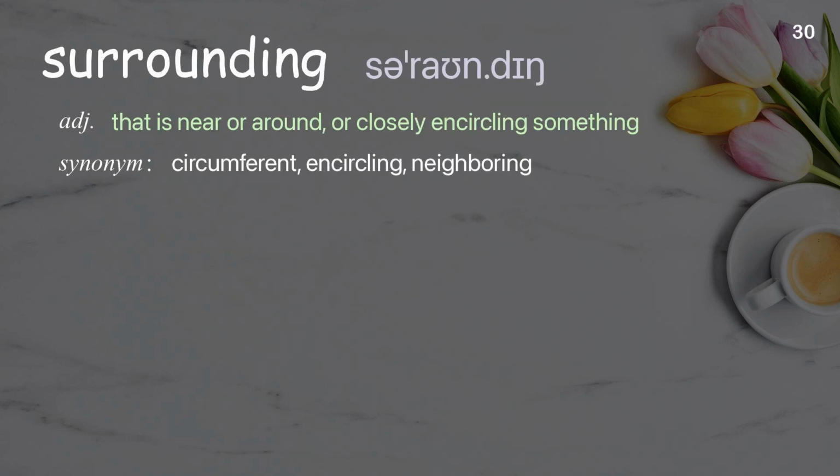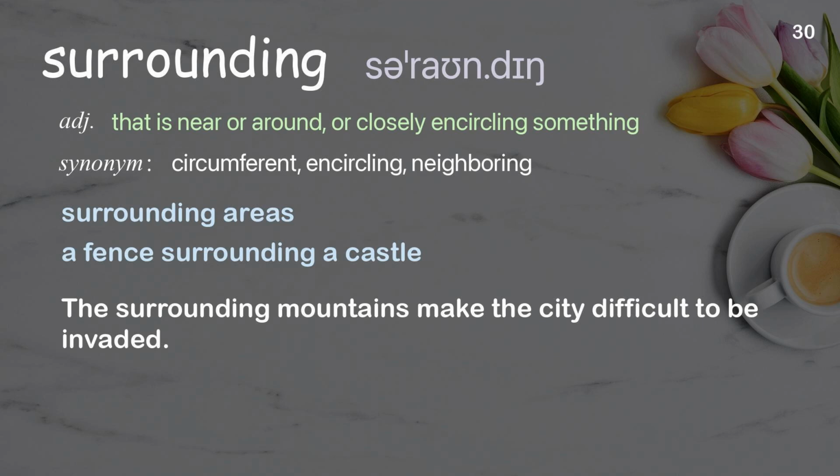Surrounding. That is near or around, or closely encircling something. Examples: Surrounding areas, a fence surrounding a castle. The surrounding mountains make the city difficult to be invaded.